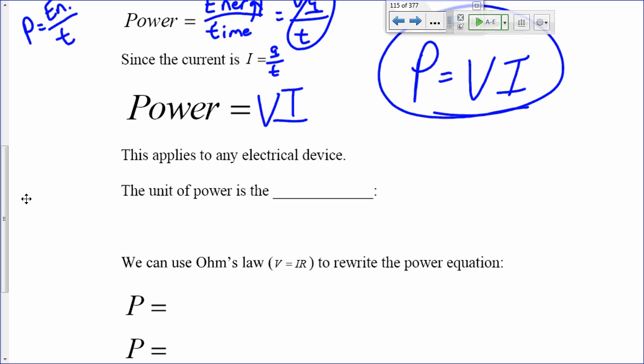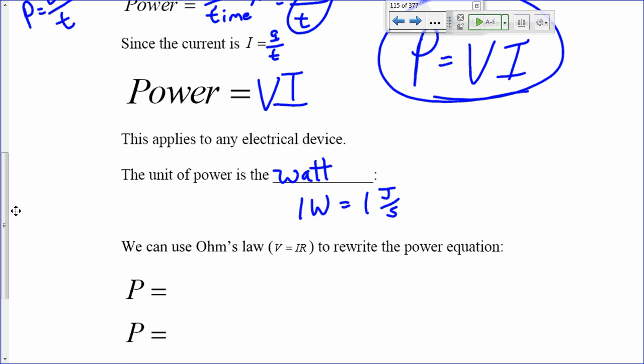What is the unit of power? What is the unit for power? Yes, that was a statement. That wasn't a question. Watt is the unit for power. I think I used that last semester. Yeah, so the unit for power is the watt. It's abbreviated W. 1 watt is equivalent to 1 joule per second.